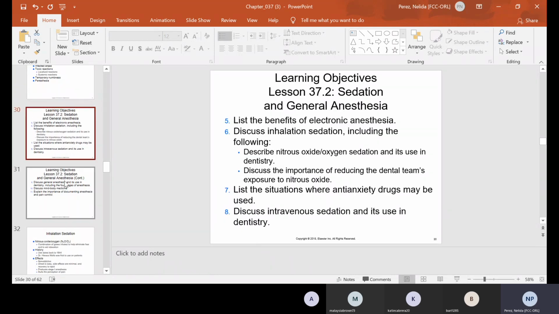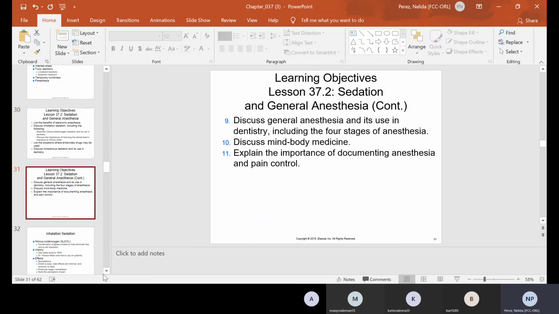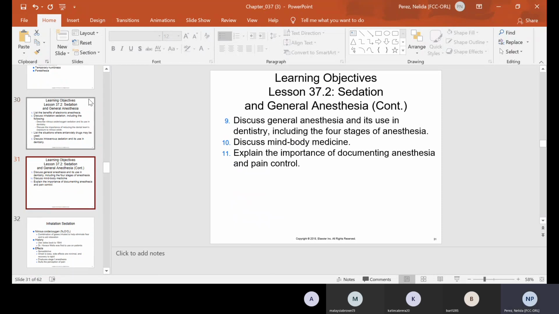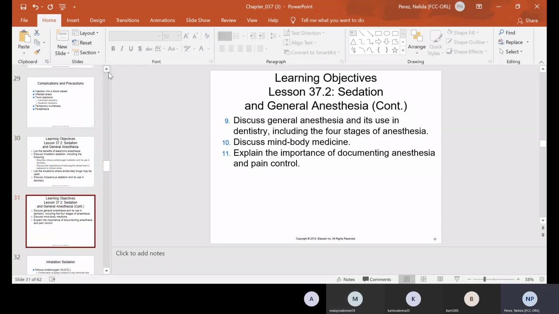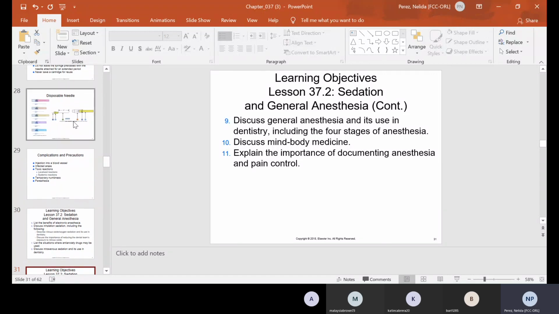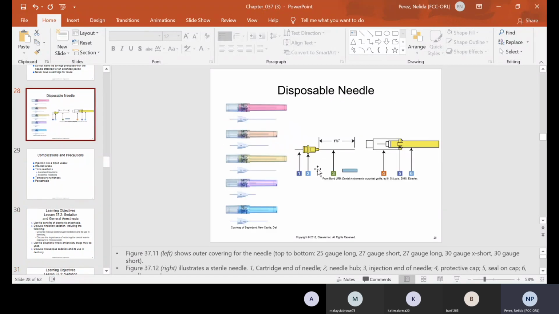Before I move on, does anybody have any questions? No? Okay. I do want to say one other thing, and I've been saying this in the lab too when we do have students come in. Number one thing that you guys must remember is we never recap. Recap means that we do it with our hands. We put the cap back on the needle with our fingers. We do not do that.